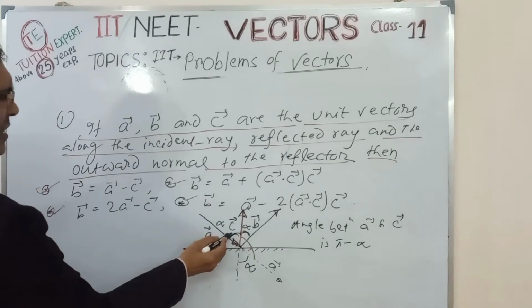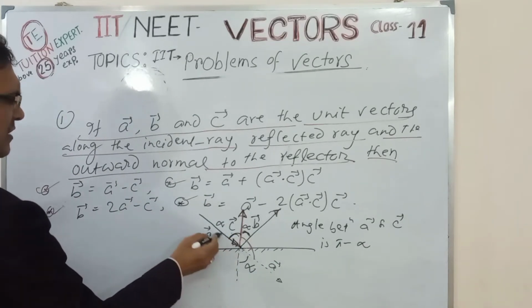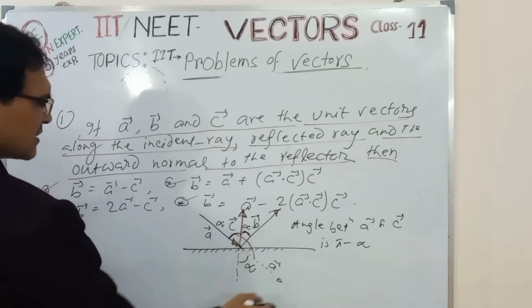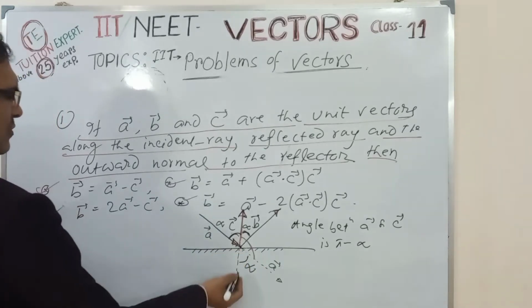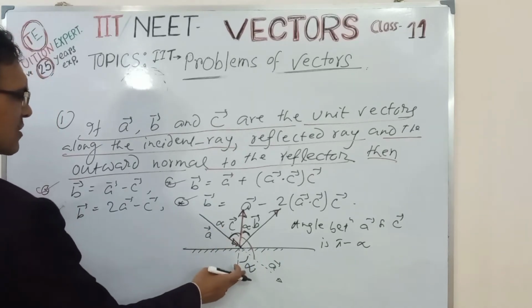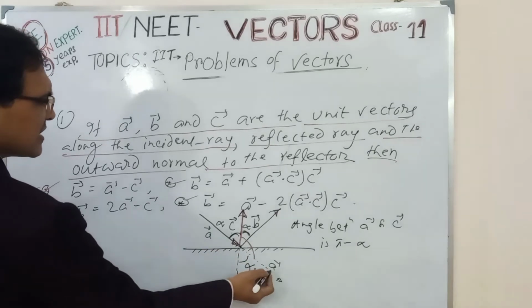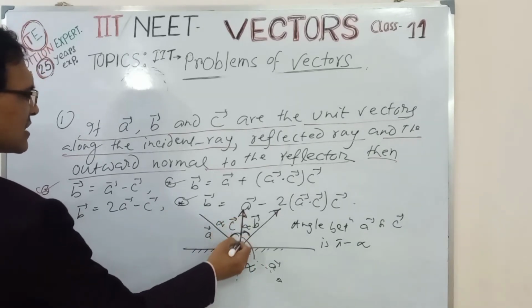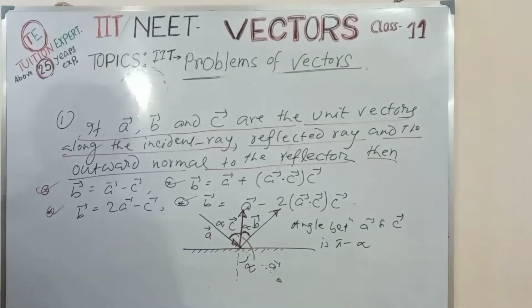Suppose this angle is alpha, and this angle is alpha. Now we extend the vector A. This is vertically opposite. So the angle between the A vector and the C vector along this is pi minus alpha.